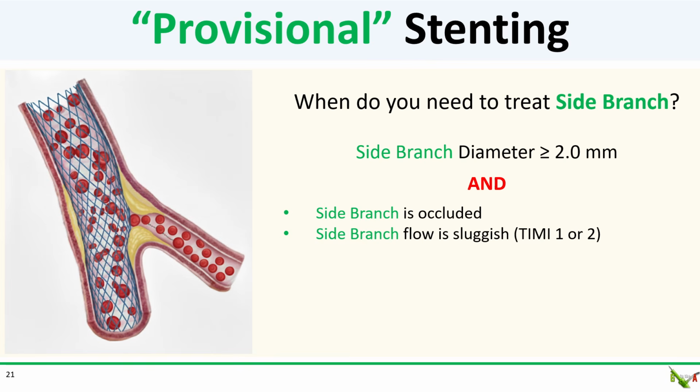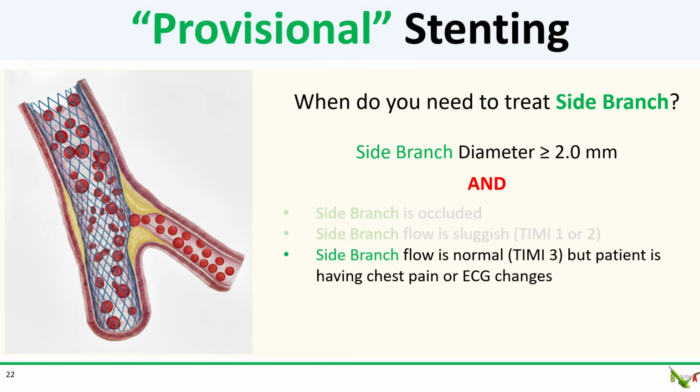So there are some basic rules for when you need to treat the side branch. First, as we discussed earlier, we tend to only care about side branches that are 2 millimeters or more in diameter. Side branches that are smaller are too small for stents and usually supply only a very small amount of cardiac tissue. So when do you need to treat that side branch? Well, if it becomes newly occluded or if flow in the side branch becomes sluggish, you'll almost certainly need to treat the side branch.